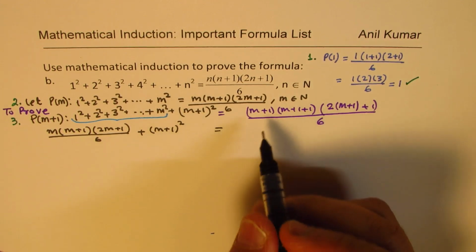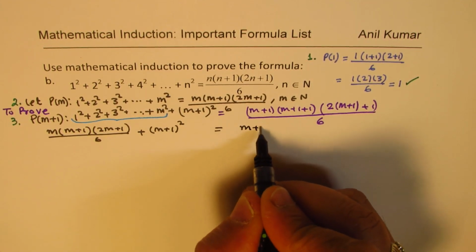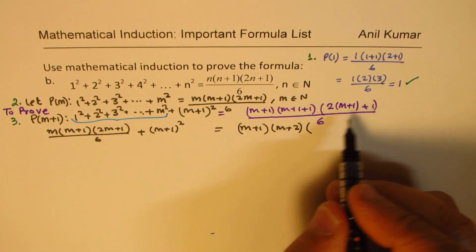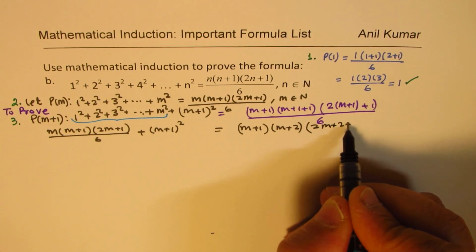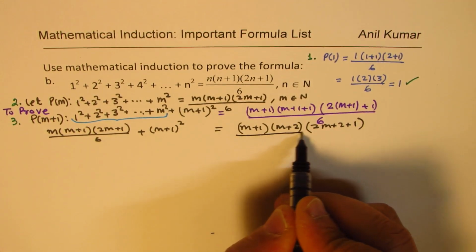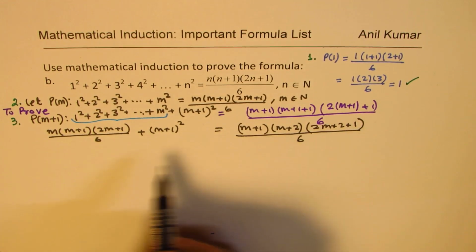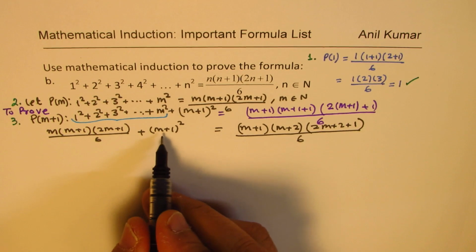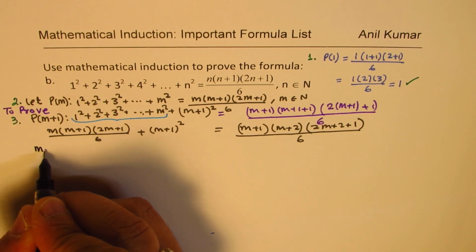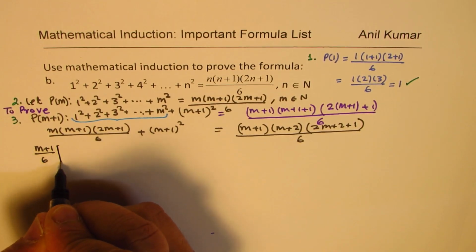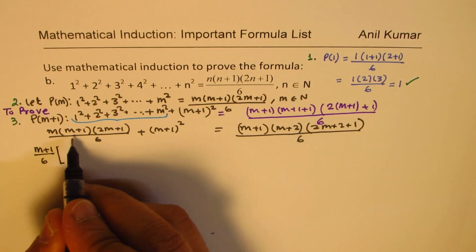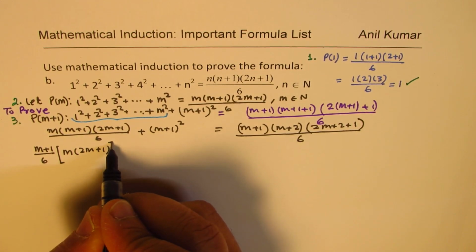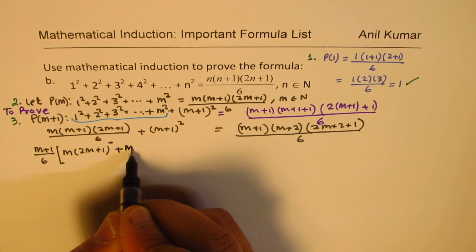Correct? Now let me write this in a simpler form, which is m plus 1 times m plus 2, right? Times, let's open this up, 2m plus 2 plus 1, over 6, right? So I want to simplify this also. It'll be easy for us to compare, right? So on the left side, I could take m plus 1 over 6 common. So we are left with m times 2m plus 1 here, plus, of course, m plus 1 here, right?